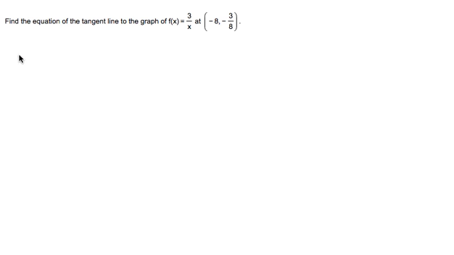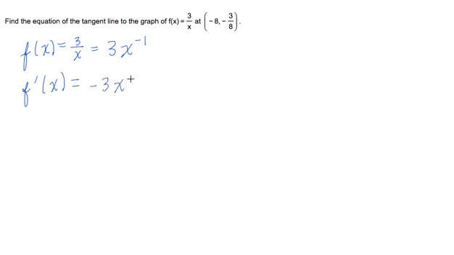Okay, so to find the derivative, we're going to need to rewrite this as 3 times x to the negative 1 so that we can use the power rule. So then f prime of x would be the derivative of this. We're going to bring down that negative 1 out front, so the coefficient will become negative 3, x to the power of minus 2.